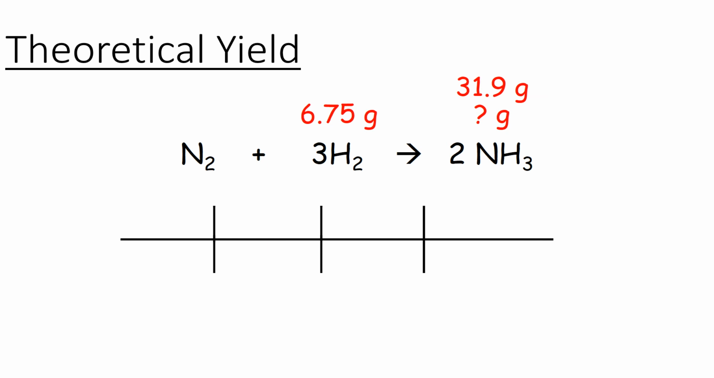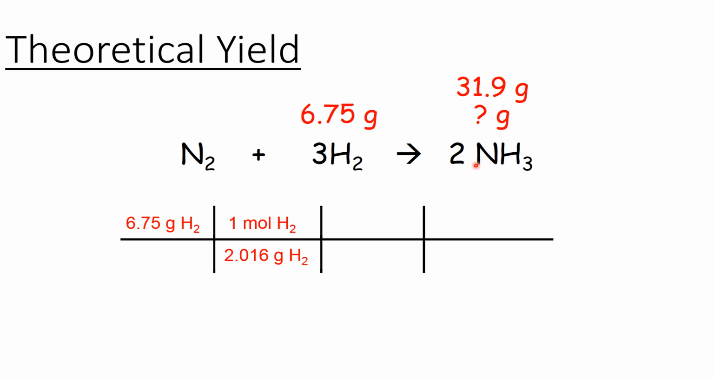So we have our 31.9 grams of ammonia, which is our actual yield. We don't know our theoretical yield, so we can't get this ratio to get our percent yield. But we do have 6.75 grams of one of our reactants, hydrogen. So let's use that to calculate our theoretical yield of ammonia. So we'll plug in our 6.75 grams over here as a given. We divide by its molar mass in order to get the number of moles of hydrogen that we're starting with.